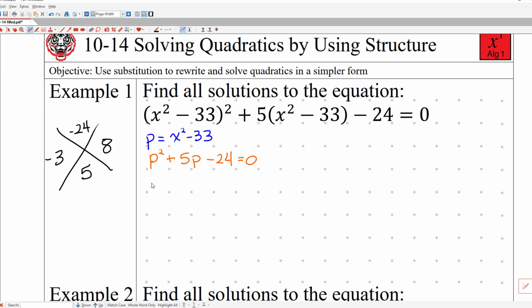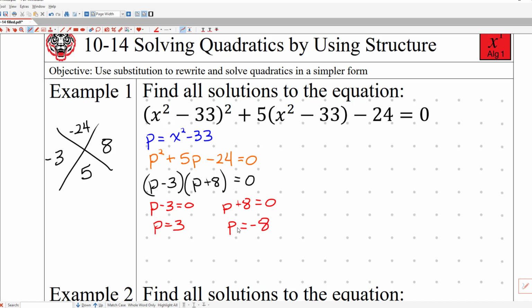So this is now going to factor as p minus 3 times the quantity of p plus 8, and that's still being set equal to 0. And then I solve. So using the zero product property, I'm going to say that this p minus 3 is equal to 0, and this p plus 8 is equal to 0. Adding 3 to both sides on this left equation gives us p is equal to 3. Subtracting 8 from both sides of the equation here gives us p is equal to negative 8.